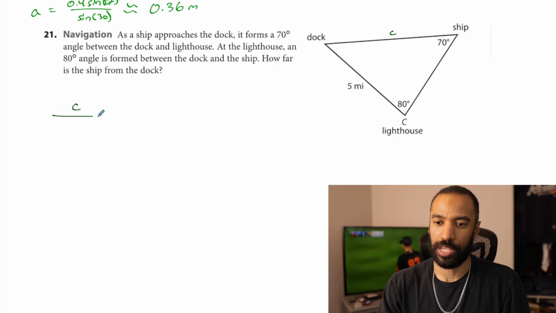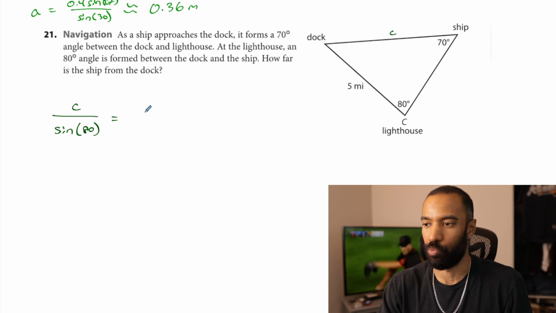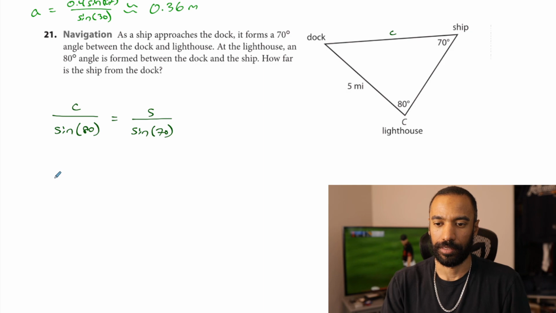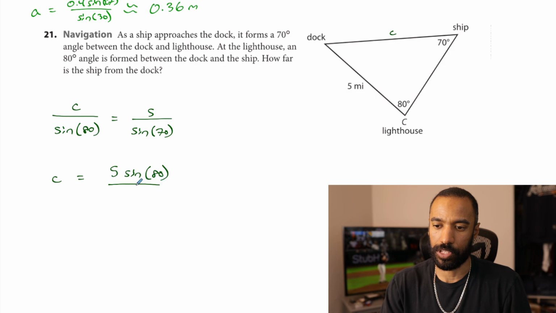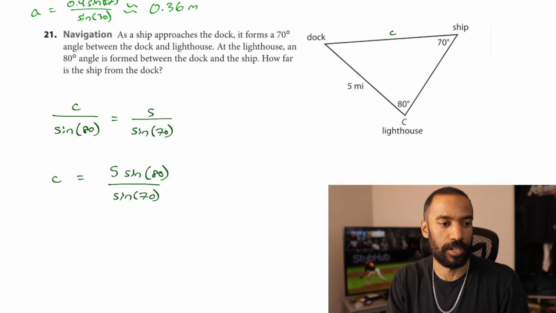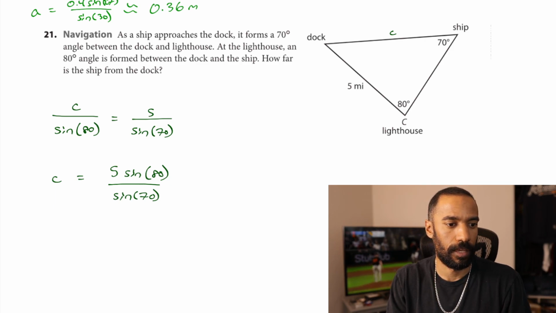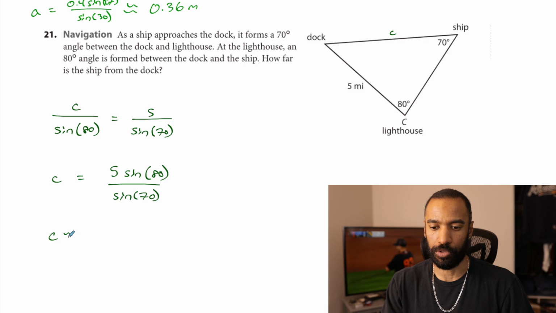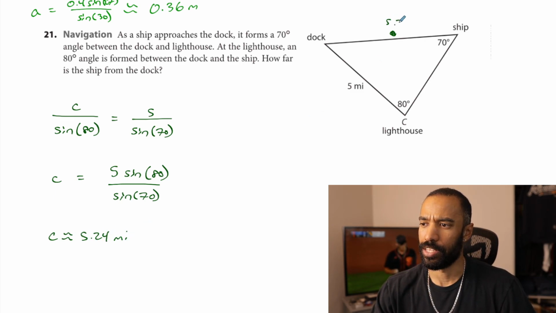We'll find c with c over sine of C equals 5 over sine of 70. Okay, this one's the easiest of the problems. c is 5 times the sine of 80 over the sine of 70. Let's solve it, and we'll be done. This is going to be a miles answer. So 5 times the sine of 80 over sine of 70 is 5.24005. I'll give the 5.24. 5.24 miles. That's how far this guy is from the dock.